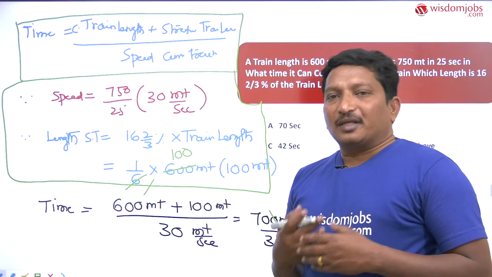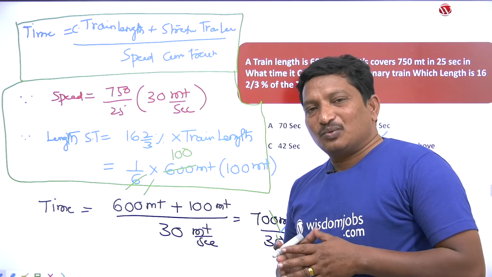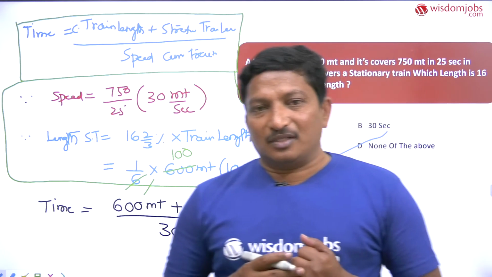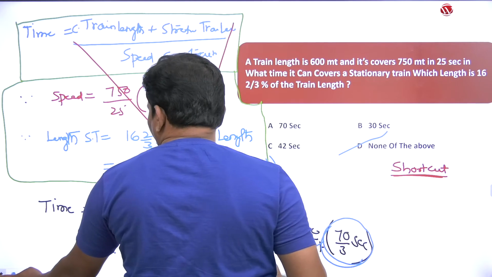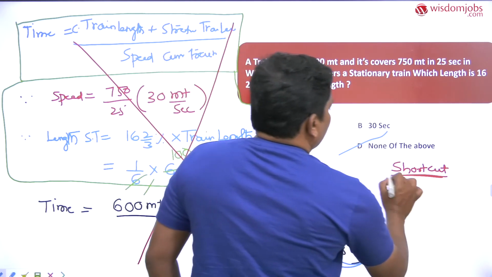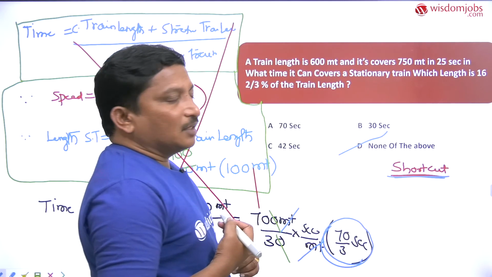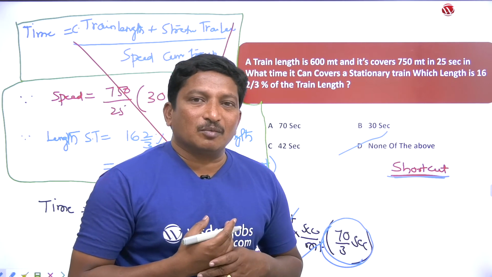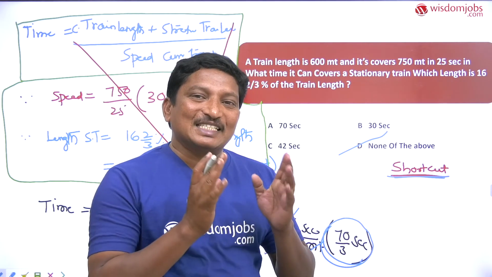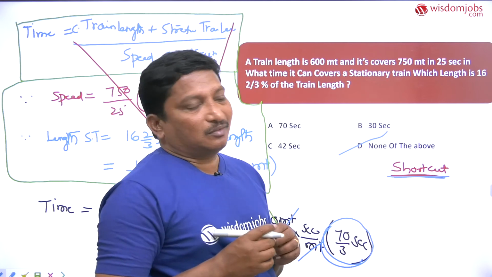But there is one more, the shortcut approach. From an exam point of view, the student should always be able to find the shortcut, otherwise you will not get the best score. See this one. You know very well about the speed of the vehicle. It is 30 meters per second. In every second, it covers 30 meters.